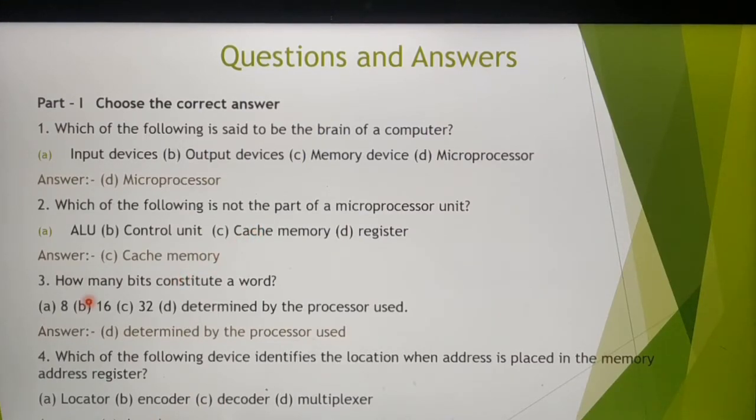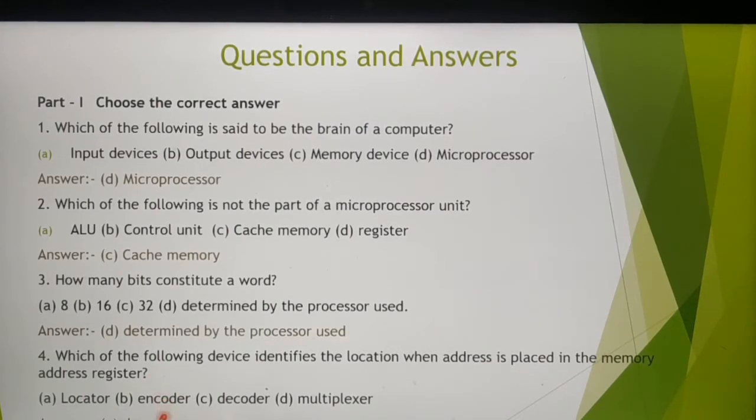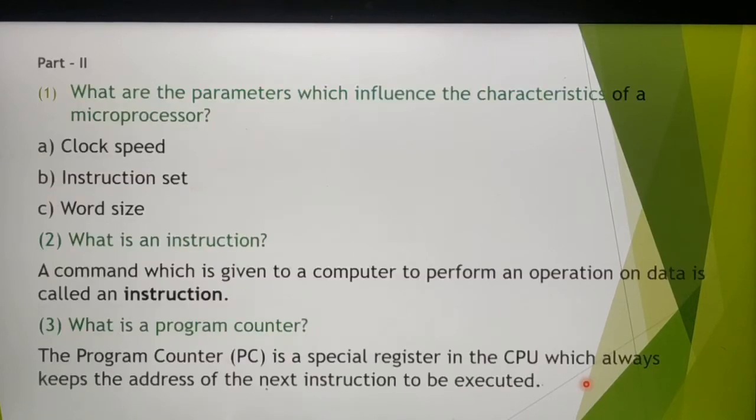Third question, how many bits constitute a word? Word length depends on the processor only. There is no fixed word length; it is determined by the processor. Next, fourth question, which of the following devices identifies the location when the address is placed in the memory and register? Decoder is used.